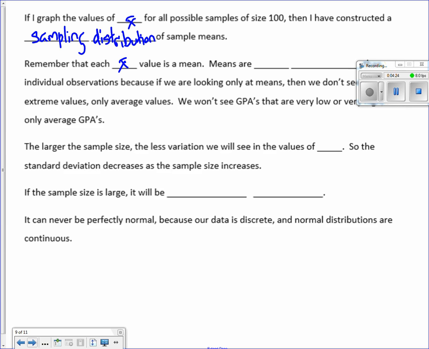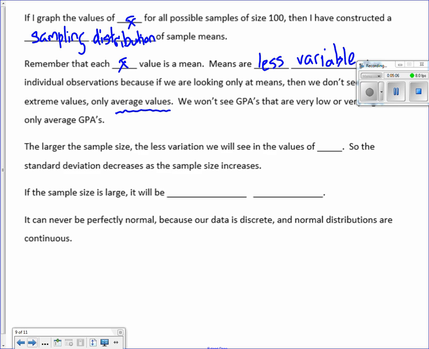Why are we focused on means? Well, means are less variable, meaning they're going to be more consistent with each other. And it's nice to have things that are more consistent because then they're more reliable than individual observations. If we're looking at only means, then we don't see those extreme values or outliers. We're only focused on the averages. Yes, some averages might be skewed by an outlier, but when we clump them all together, it's not going to make a huge effect. We won't see GPAs that are very low or very high, only the average GPAs.